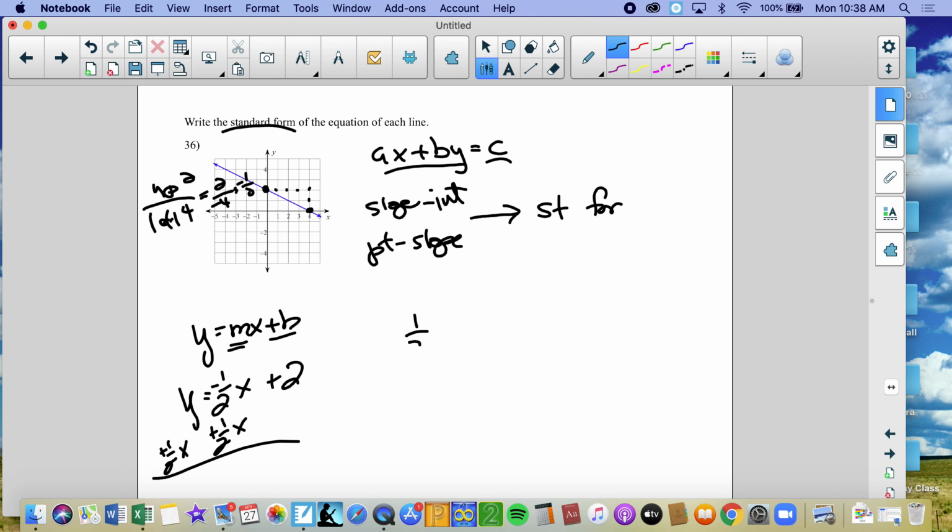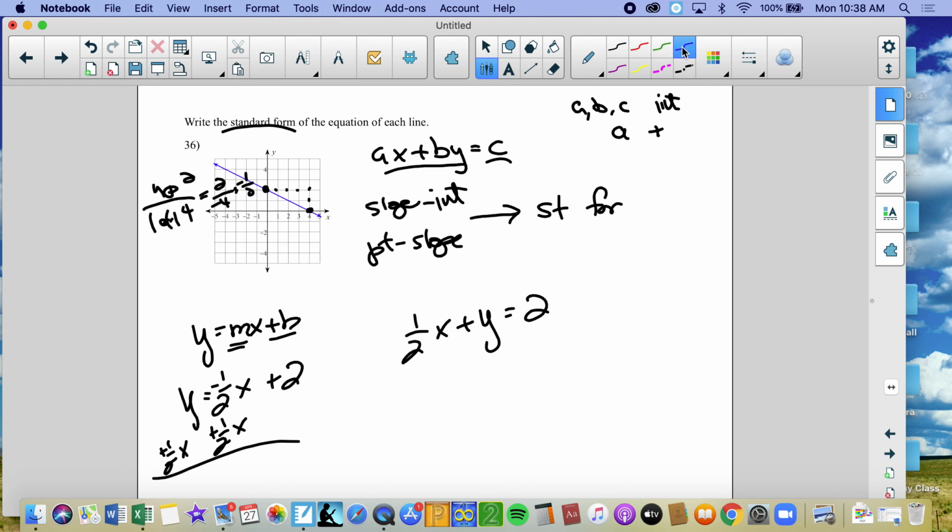That leaves me with 1/2 x plus y equals 2. And most people would stop there. However, when in standard form, a, b, and c must be integers. That's positive or negative whole numbers. And a must be positive. So a is positive, but a is a fraction.